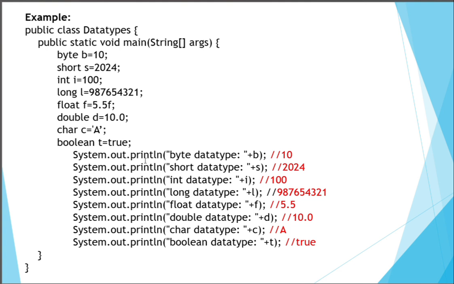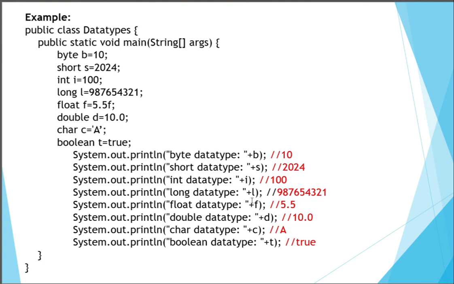Now we can print all these values. Here the B value is 10, so the output is byte data type 10. Next, we print the S value. Here short data type S value is 2024, so the output is short data type 2024. Next, the I value is 100, so the output is int data type 100.